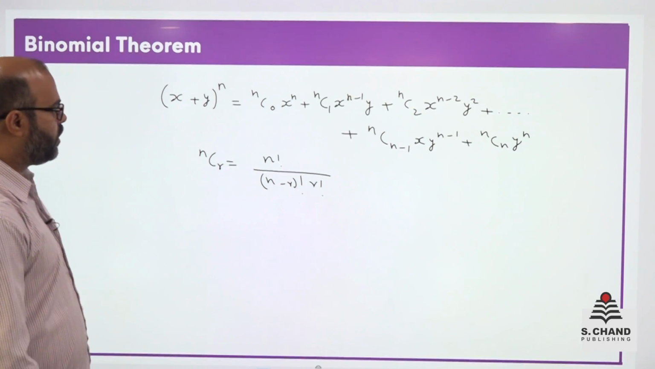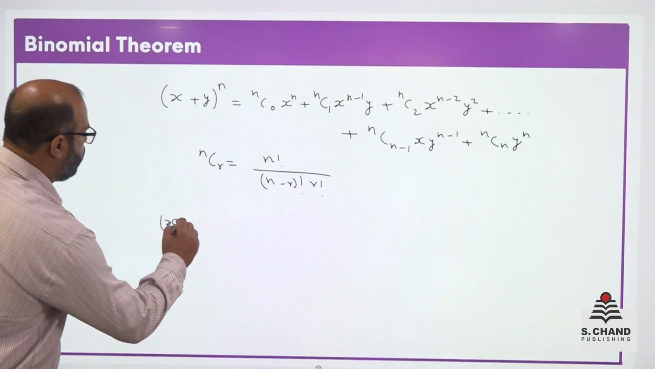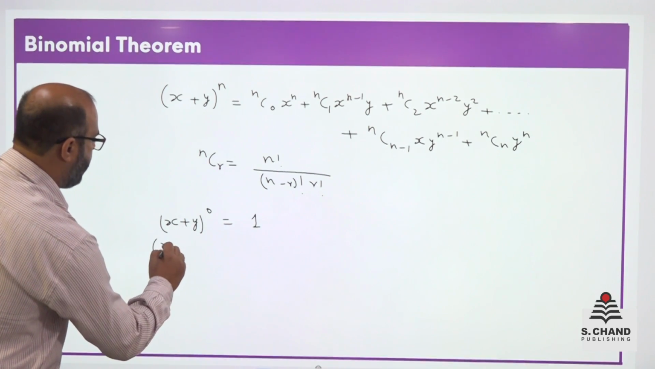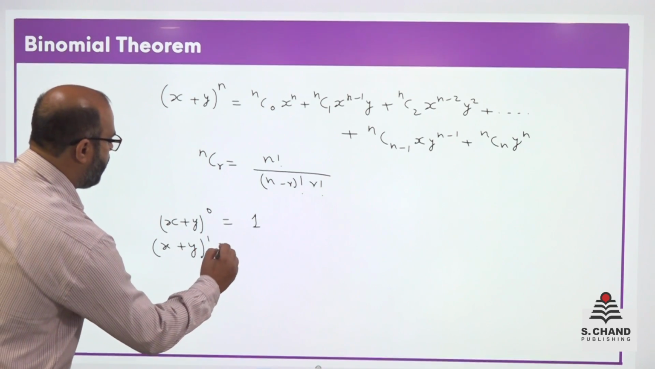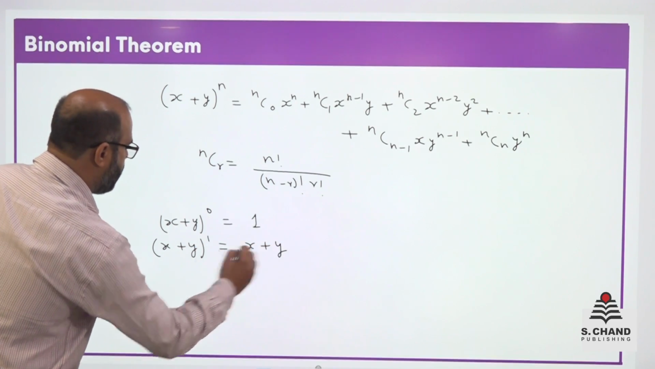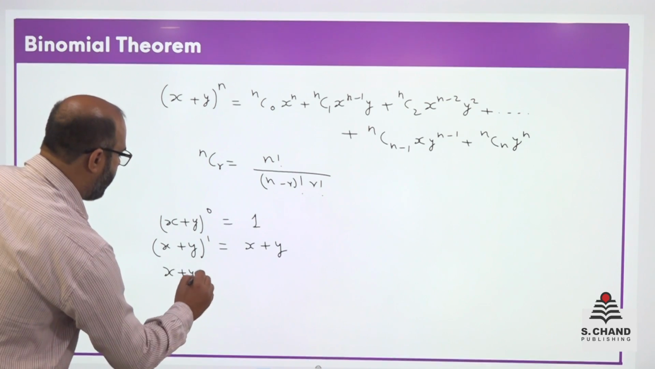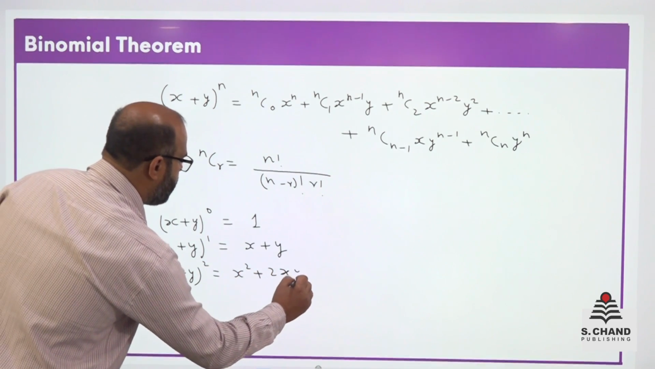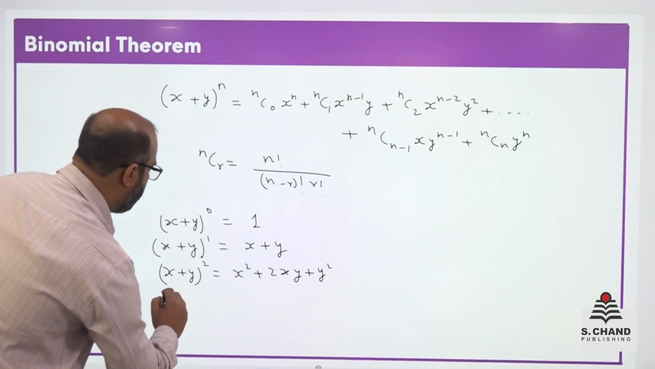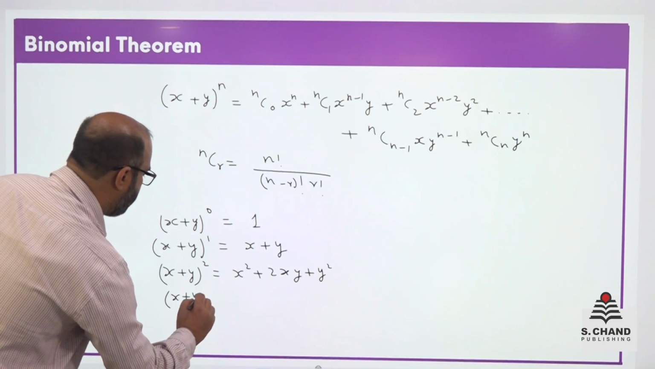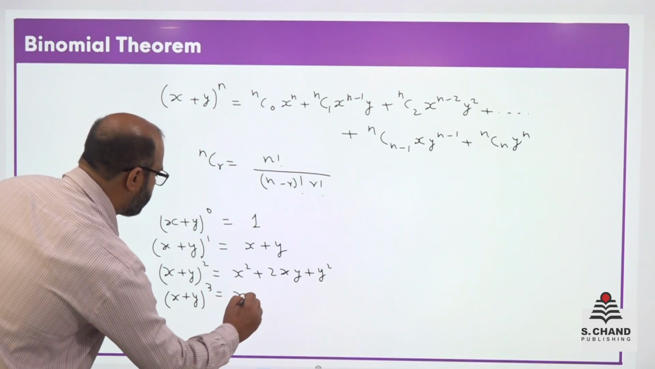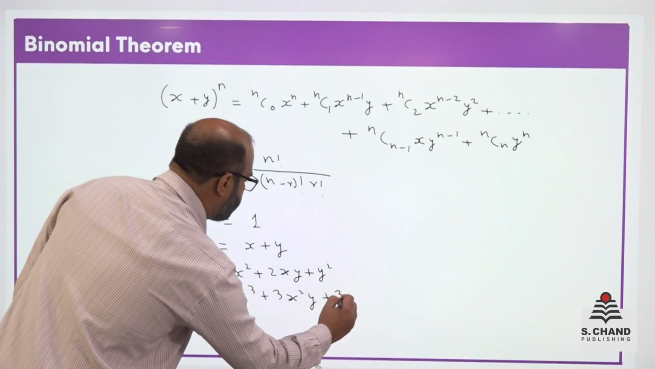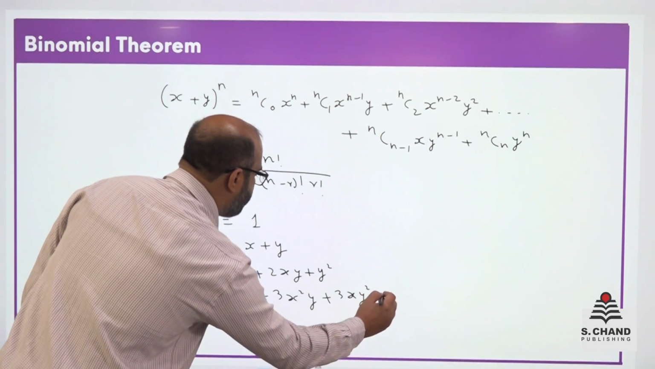What is that observation? If you see (x + y) to the power 0, it is giving you 1. If you see (x + y) to the power 1, it is giving you x + y. If you take (x + y) whole square, what you get is x^2 + 2xy + y^2. We did these earlier also without doing the binomial theorem chapter. (x + y) whole cube is x^3 + 3x^2 y + 3xy^2 + y^3.